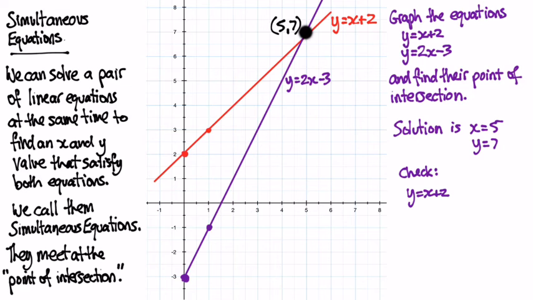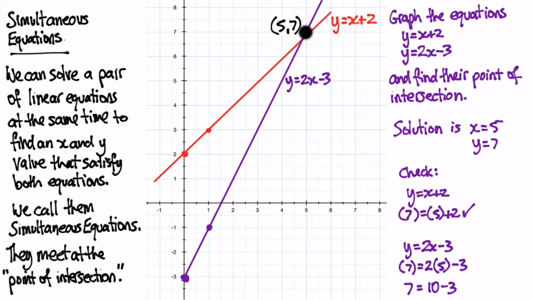Now I can check. I can put those values in and make sure that they work. Let's take the point (5, 7) and substitute 7 for the y, 5 for the x. 7 equals 5 plus 2, which is true. Let's now check it in the other equation. Substituting 7 for y, 5 for x, I get 7 equals 10 minus 3, which is also 7, which is true.